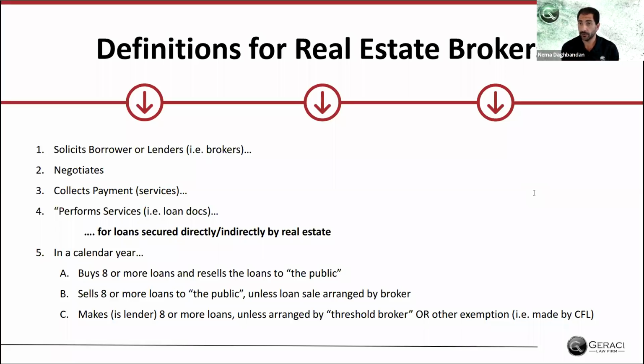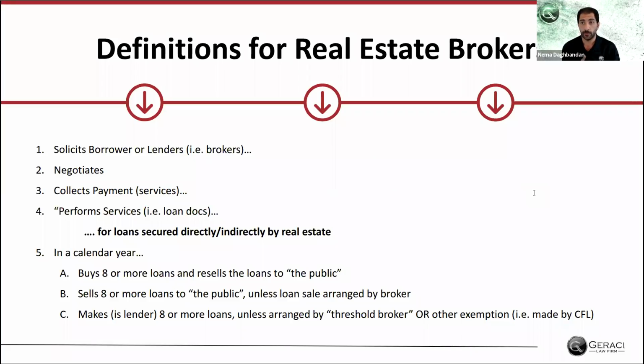The word indirectly, for those of you who are wondering, is, for example, if you're going to do a loan secured by a loan or a hypothecation or participation or some sort of underlying interest, where something is attached to real estate, the underlying transaction is attached to real estate, that is an indirect form of a real estate loan. So that's one series of definitions.